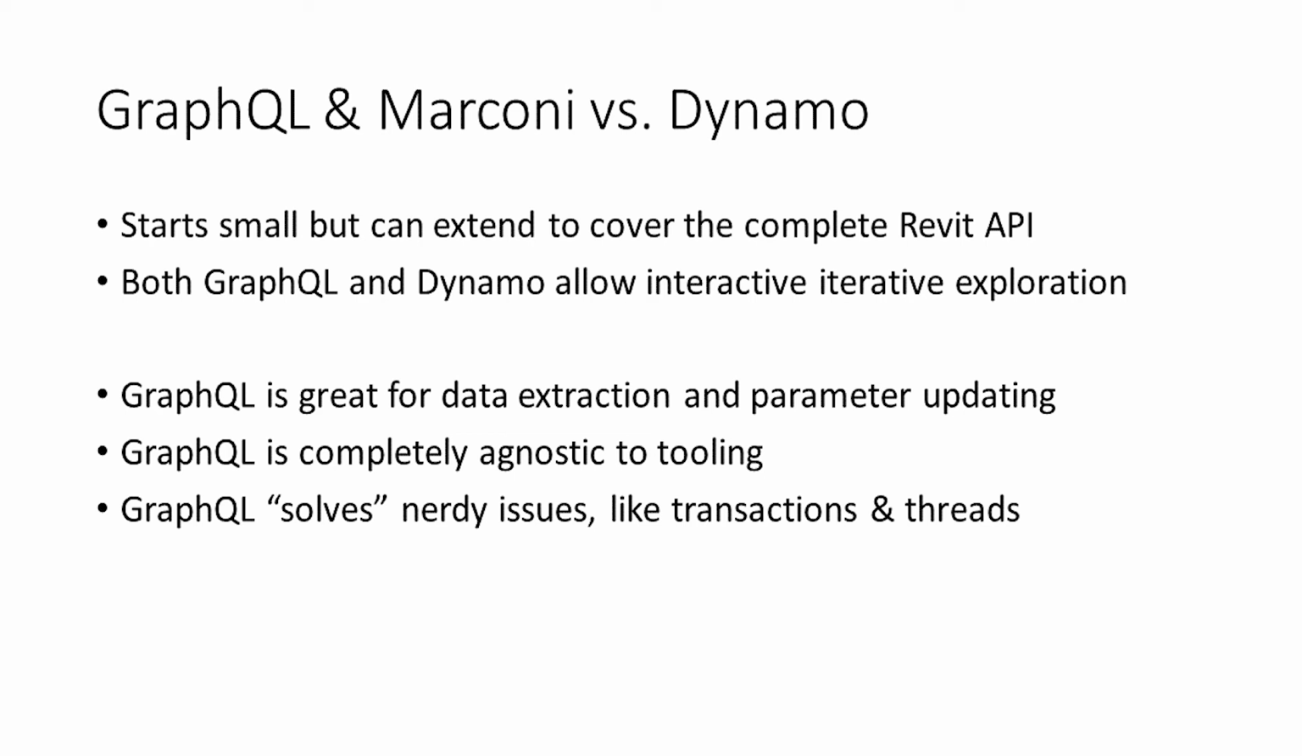GraphQL is great for data extraction, I think, and parameter updating. It's completely agnostic to the tooling. You can do it over the web, right? You can do your JavaScript or Python, what have you. And at the same time, it also lowers the entrance barrier getting in and out of the Revit API by solving those transaction and thread issues. So it makes it very simple. You don't even know that the threading is an issue.